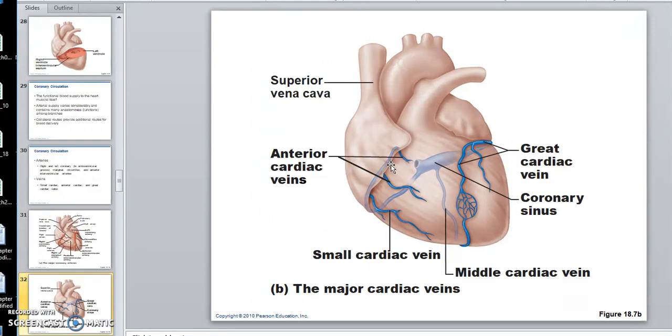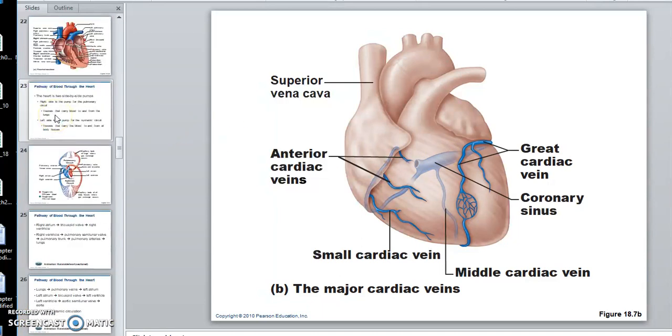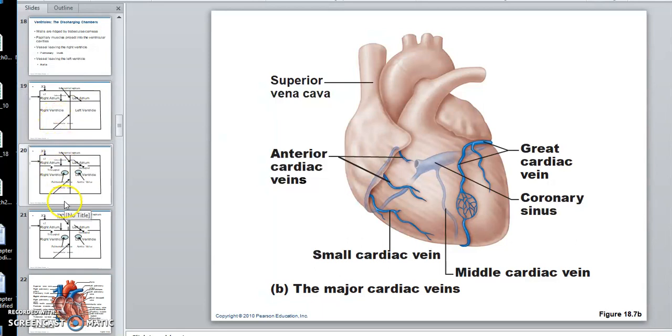The coronary veins, there are not as many of them. You have an anterior cardiac vein, a great cardiac vein, but ultimately all these veins will enter something called the coronary sinus. All of these veins, and then the coronary sinus will dump its blood back into the right atrium.